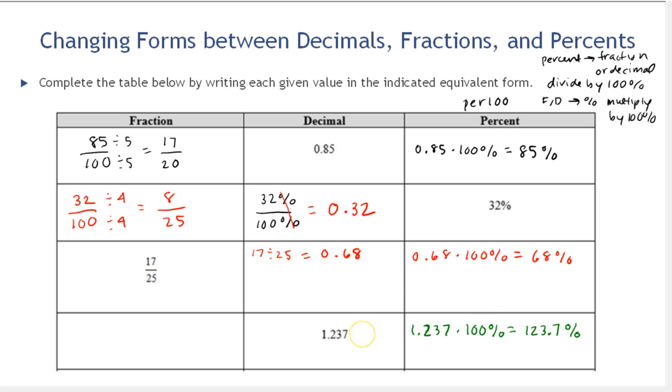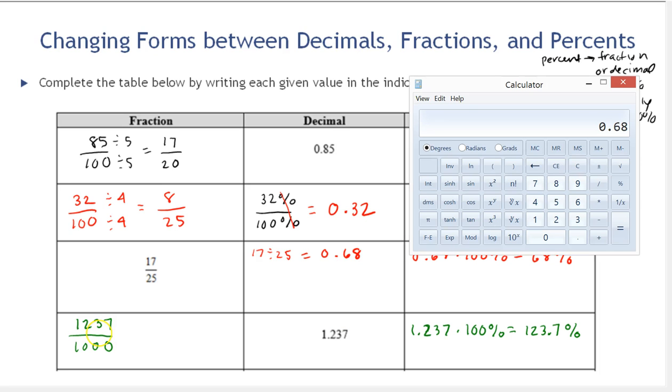Now writing this as a fraction, we can use the same idea as we used here when we wrote 85 over 100. We're going to write 1237. Now we need to write the rightmost decimal place. Well, this is the ones place, the tenths place, the hundredths place, the thousandths place. So this would be over 1,000, which is the thousandths place. Let's just verify this on the calculator through division. If we divide 1237 by 1,000, it does in fact equal 1.237.